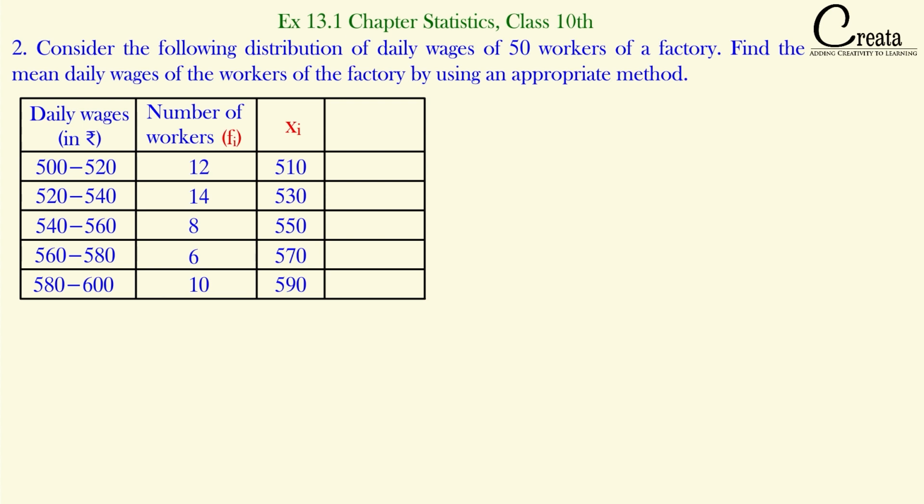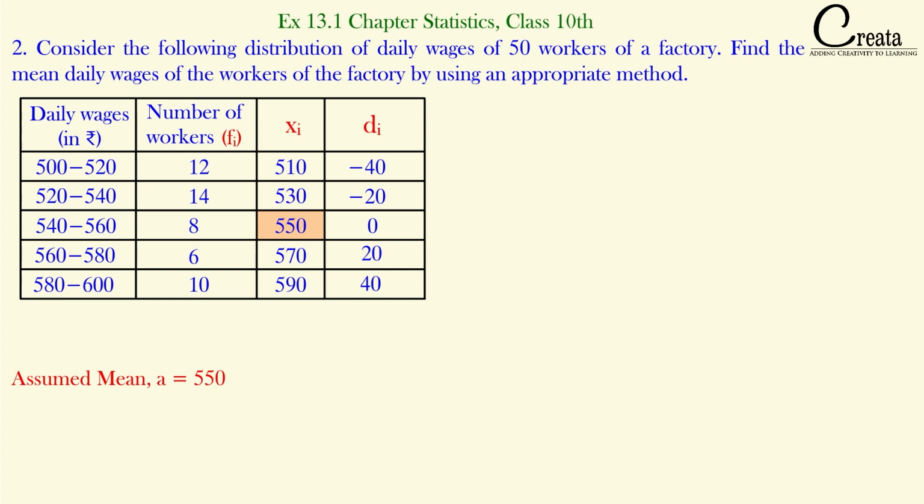Firstly, let's find the middle term of all these observations. Here the middle term is 550. Note that you can take any of the values as the assumed mean, which is A. Here we have taken the middle value, so our calculation became much easier. Let's take assumed mean A as 550 and subtract 550 from all these values of the observation xi. 510 minus 550 is minus 40. 530 minus 550 is minus 20. 550 minus 550 is 0. Then 20, then 40. This is the deviation, which we denote as di.